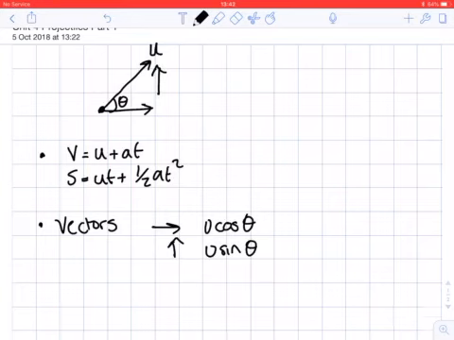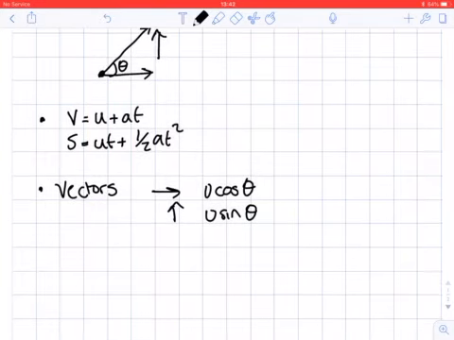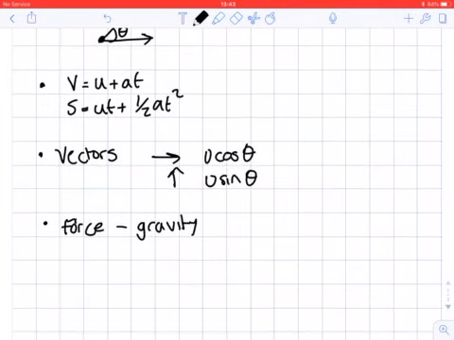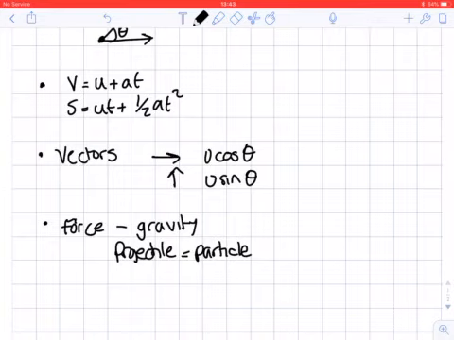Moving on from that, some of the key facts that we need to remember are that the only force that acts is gravity. As soon as a projectile is projected through the air, gravity acts straight away to drag that projectile back to the earth. We also treat the projectile as a particle, which we've used in Unit 2. This is obviously to make our calculations more simplistic.